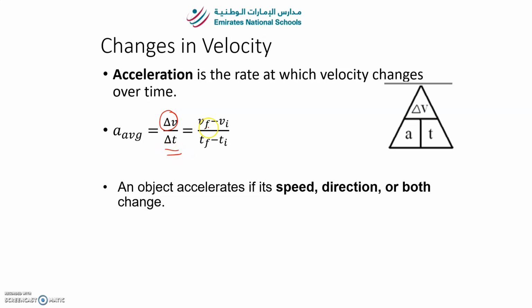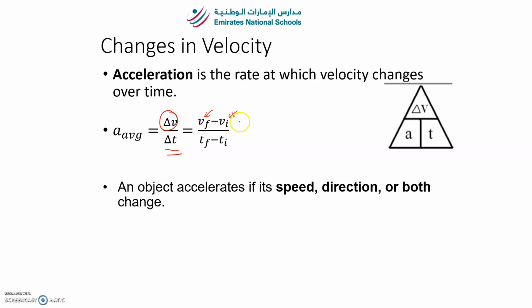Change means the difference between final velocity and initial velocity. Initial means the beginning velocity, over a change in time. Acceleration is a vector quantity, so I have to specify the direction as well. I can find the unit of acceleration from the formula itself.